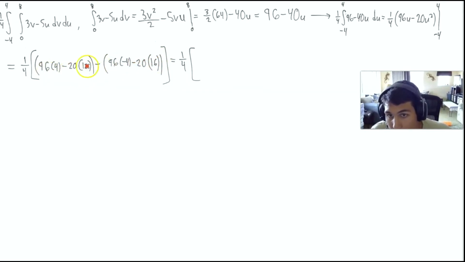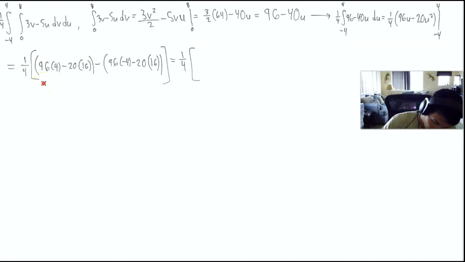Okay. What do I see? I see a negative here and a negative here. That will be a positive, right? But then I see a positive over here. So if they're both positives, then that's just 2 times 96 times 4, all divided by 1/4. So it'll be 96 times 4 times 2 over 4.